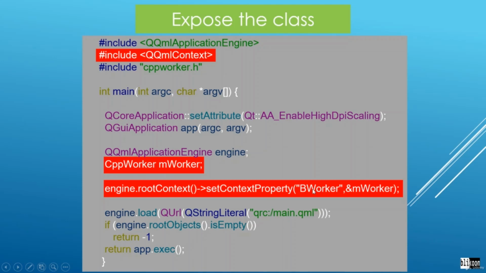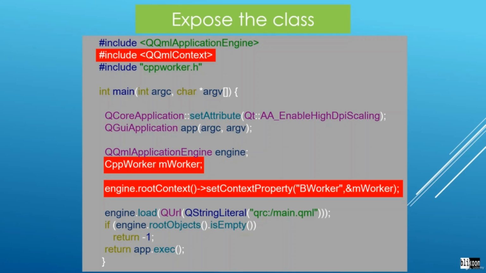The first parameter here is the name you want to use to refer to the class in QML. And the second parameter is a reference to the class instance, as you see here. So when you do this, the class is going to be available in QML under the name bWorker. And bWorker here can be really anything. You can call it whatever you want.